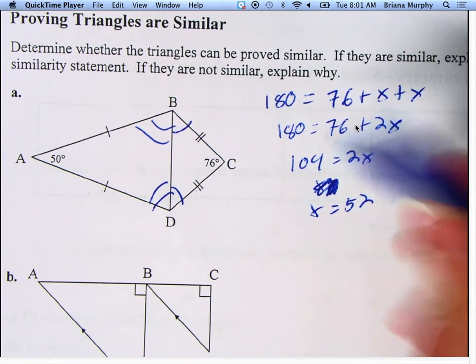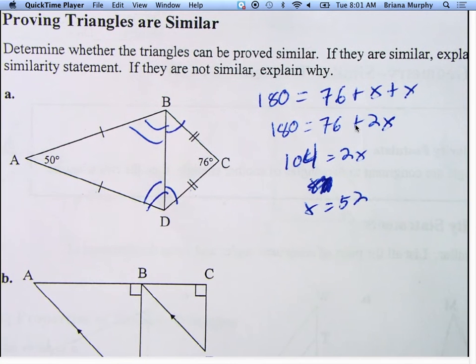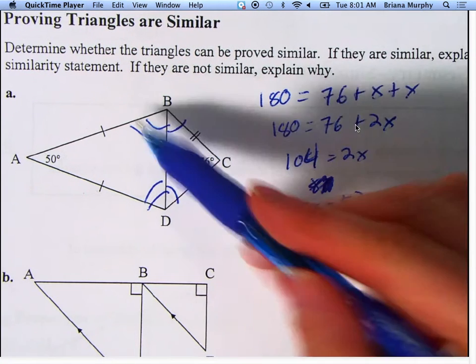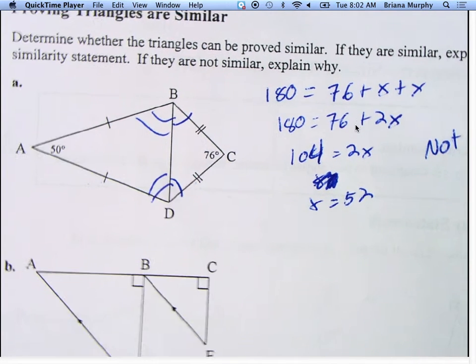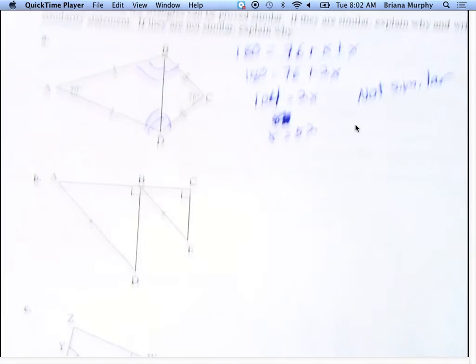Okay? So I know 180 minus 50 divided by 2 gives me 65. So they're not similar. Okay? Let's try, I'm going to zoom out a little bit. Let's try B.